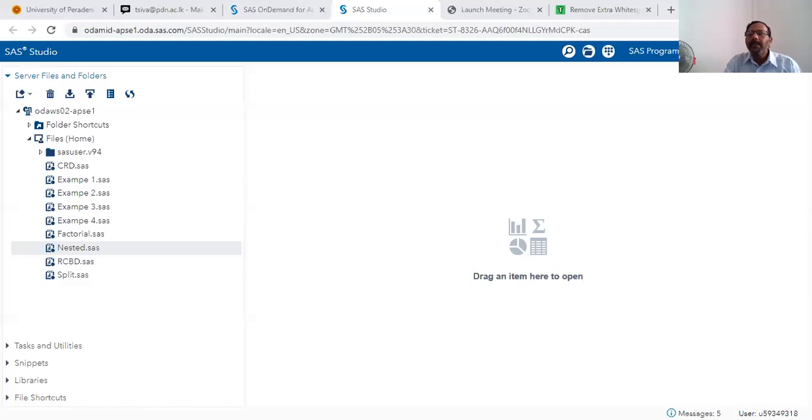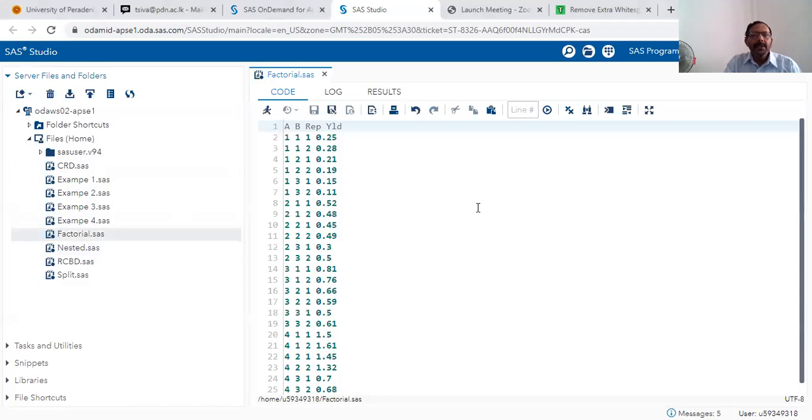I have already converted the data into SAS form. I will use that data. So everyone should convert your data into SAS form, and only then can you continue. I have already saved that. So this is my factorial data, the same data that we had.